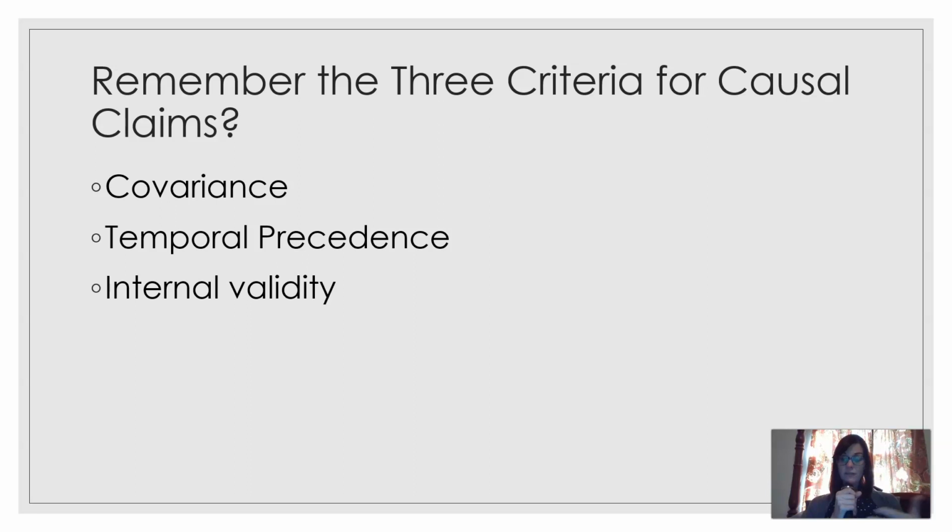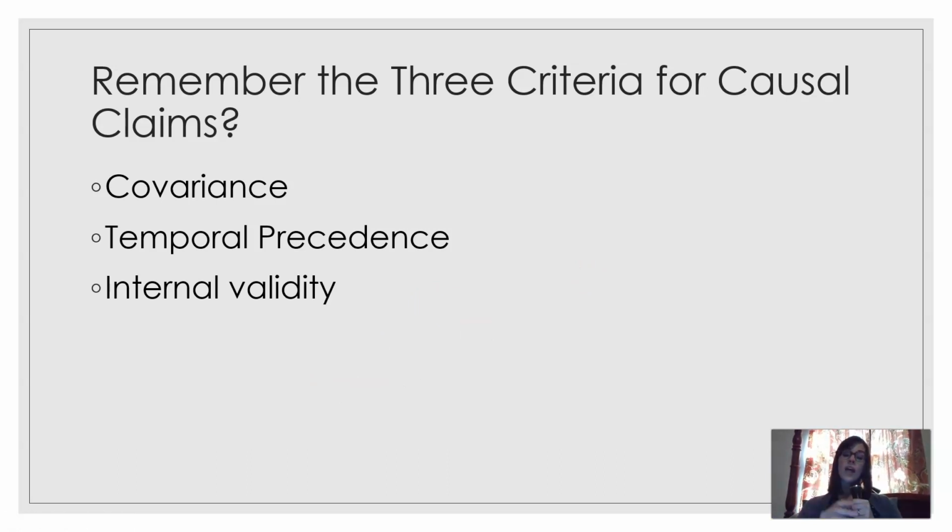We have our criterion for temporal precedence. And this is where correlations and correlational research really starts to fall a little bit short. With temporal precedence, the change in one variable has to precede the change in another variable. And remember that because of bidirectionality with correlation coefficients, we can't really figure out what variable came first. With experiments, because we're manipulating the independent variable first and then measuring the dependent variable, we always know which variable preceded the other. And then finally, we have the criterion of internal validity.